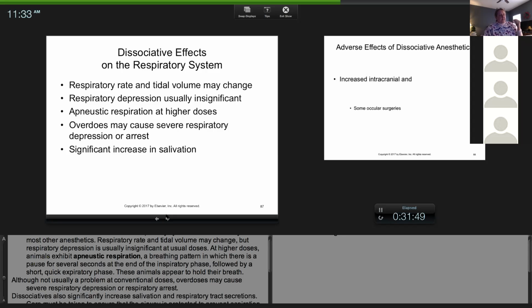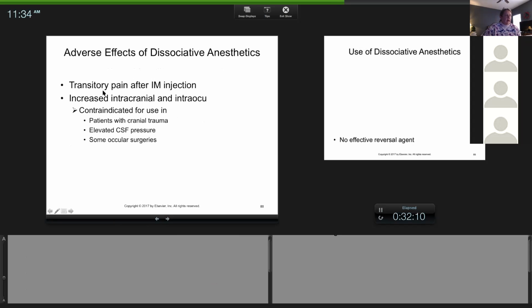And you can overdose. You have to be careful. This does not have a reversal agent. None of these induction agents have reversal agents. Now, stuff like propofol, alfaxalone, they're going to wear off. Ketamine's going to hang around a little longer. So you can get an increase in salivation, and you can get increased intracranial and intraocular pressure. So if I have a glaucoma patient, I don't use it. If I have a head trauma patient, I don't use it.